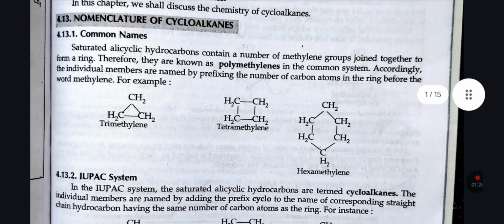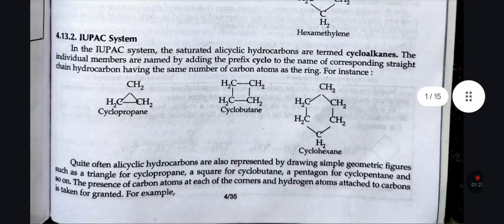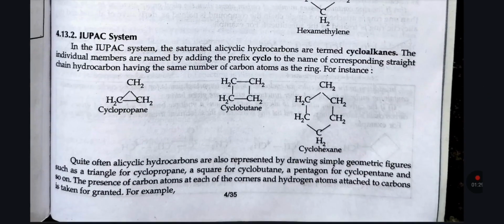IUPAC name. In the IUPAC system, the saturated alicyclic hydrocarbons are termed cycloalkanes. The individual members are named by adding the prefix cyclo to the name of the corresponding straight chain hydrocarbons having the same number of carbon atoms as the ring. For instance, cyclopropane, cyclobutane, cyclohexane.